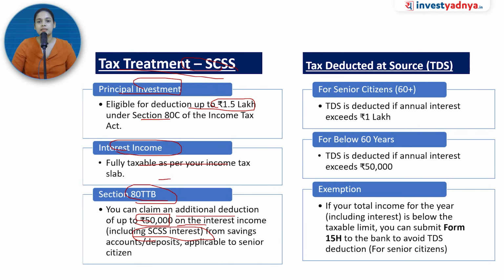What about TDS? TDS is deducted if the annual interest exceeds 1 lakh for senior citizens above 60 years, but below 60 years, it's 50,000. But there is an exemption for senior citizens: if the total income for the year is below the taxable limit, then you can submit Form 15H to avoid the TDS.